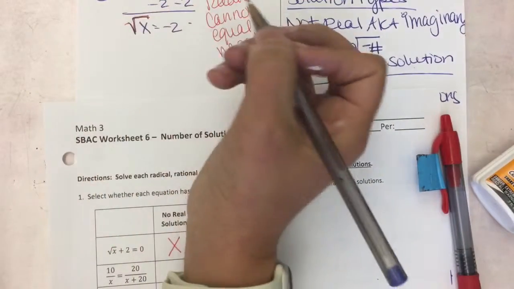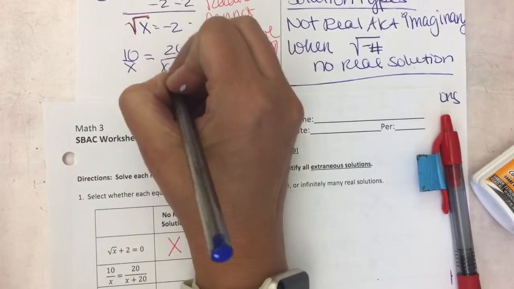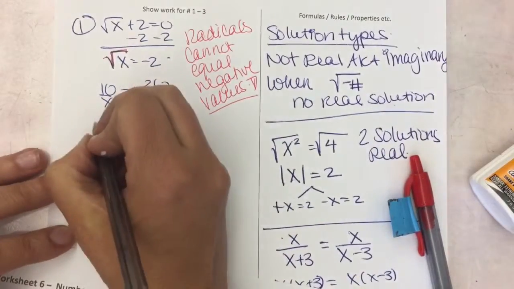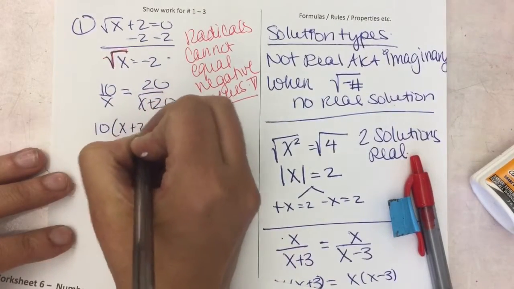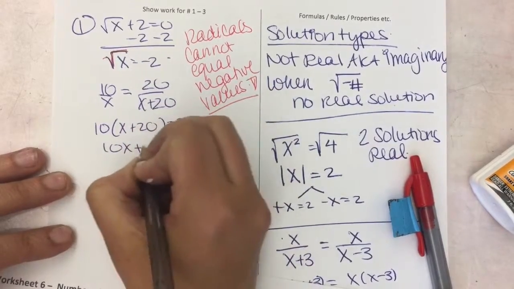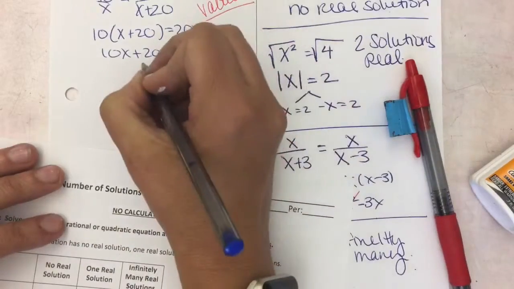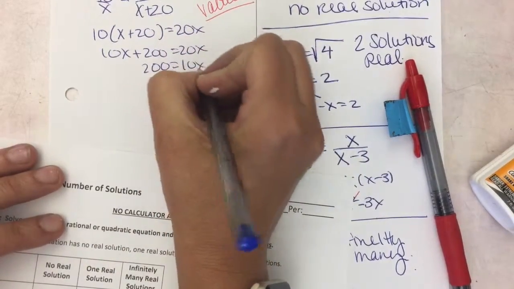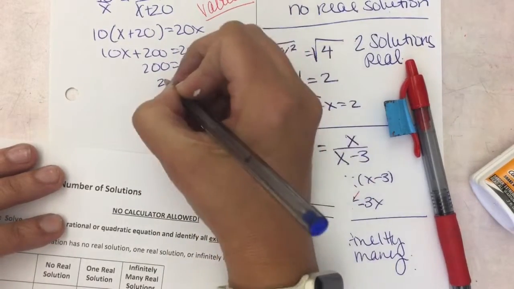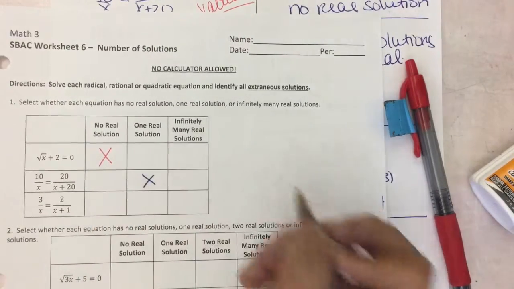Okay, next one, I have 10 over x equals 20 over x plus 20. I'm going to cross multiply. I'll have 10 times x plus 20 equals 20x. That'll be 10x plus 200 equals 20x. Subtract 10x on both sides, and if I divide by 10, I get 20, which is one real solution.